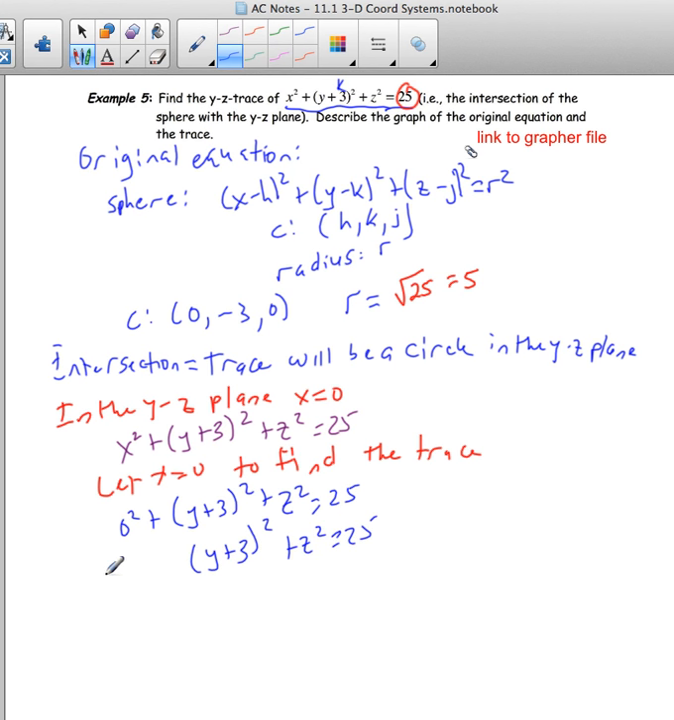And then we should recognize what this is. This is the equation of a circle in the YZ plane with center negative 3 from this term, because it would be y minus the y-coordinate of the center. So negative 3, and the z-coordinate of the center here is z minus 0. Center (negative 3, 0), and the radius is the square root of 25, which is 5.